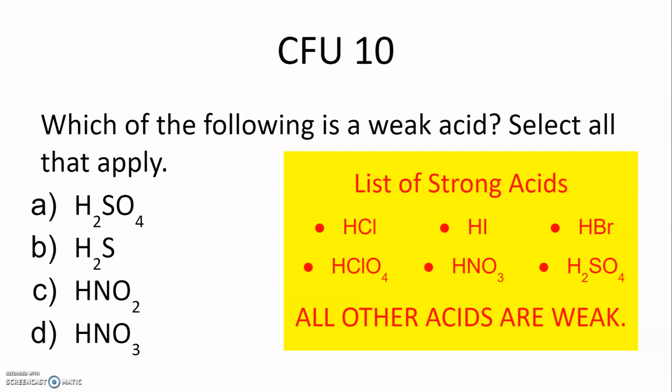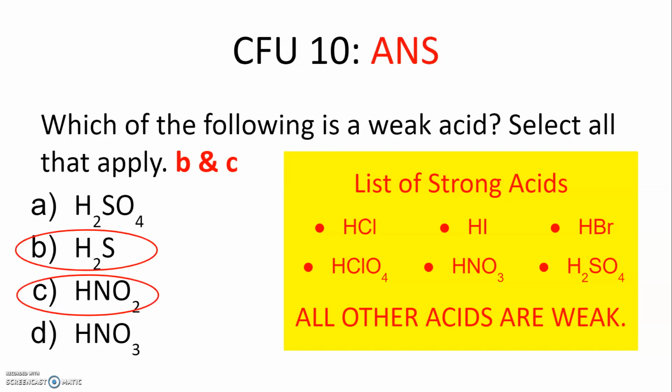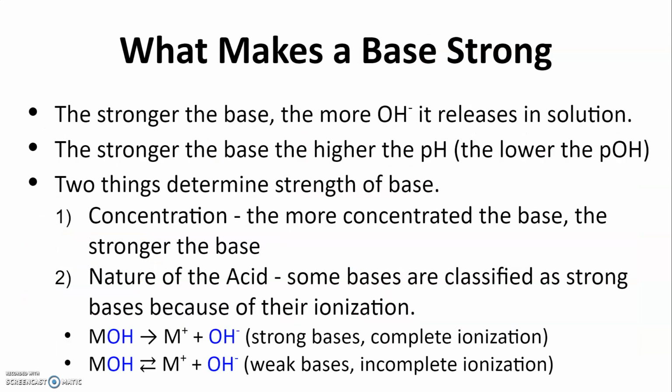So let's try this CFU. Which of the following is a weak acid? Select all that apply. Pause the video now. When you press play again, the answer will be revealed. The answer is B and C because those are the two acids that are not on this list. The other acids, H2SO4, sulfuric acid, and HNO3, nitric acid, are on the list.